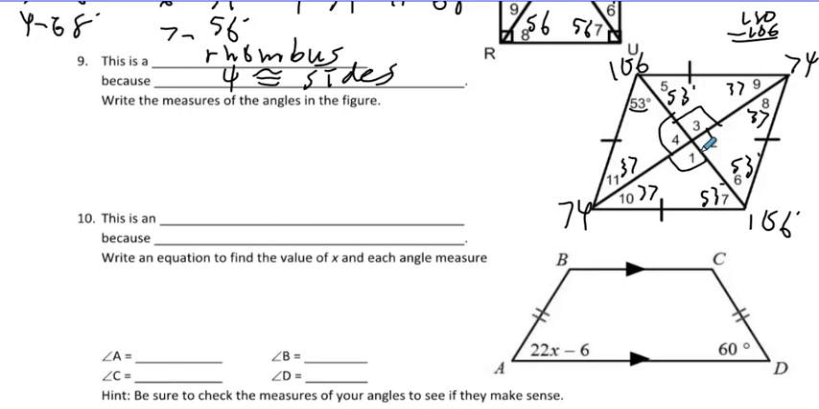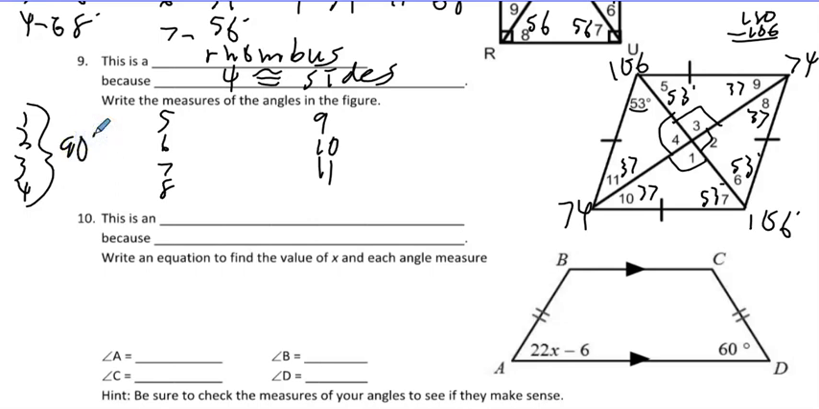So, I'm going to list these out now. 1, 2, 3, 4, 5, 6, 7, 8, 9, 10, 11. So 1 through 4, I'm just going to save time. These are all 90 degrees. 5, 6, and 7 are all 53 degrees. Angle 8 is 37, and these 3 are all 37. Again, hit pause if you need to.